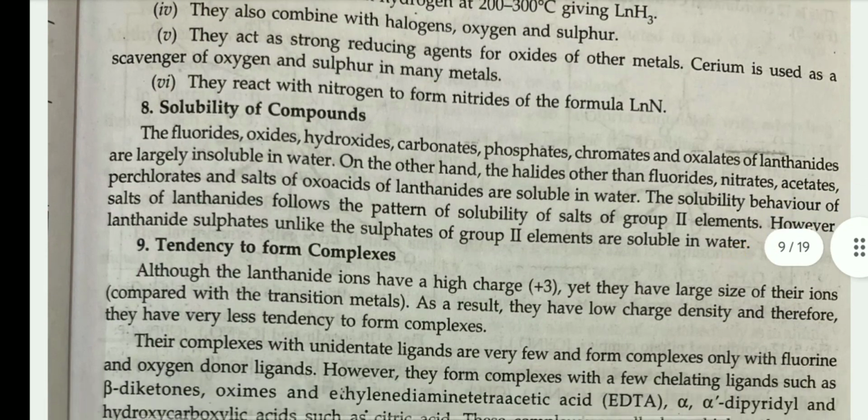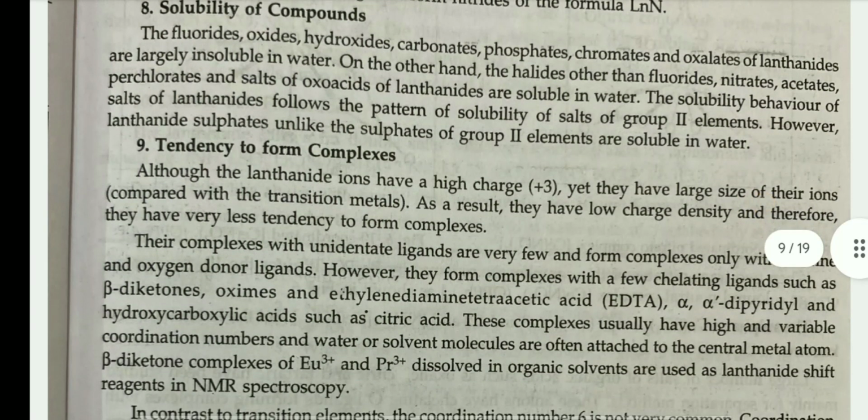Solubility of compounds. The fluorides, oxides, hydroxides, carbonates, phosphates, chromates, and oxalates of lanthanoids are largely insoluble in water. On the other hand, the halides other than fluorides, nitrates, acetates, perchlorates, and salts of oxoacids of lanthanoids are soluble in water. The solubility behavior of salts of lanthanoids follows the pattern of solubility of salts of group 2 elements. However, lanthanoid sulfates, unlike the sulfates of group 2 elements, are soluble in water.